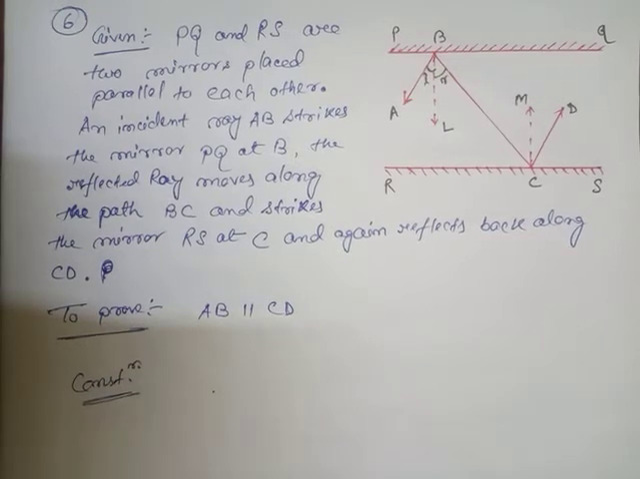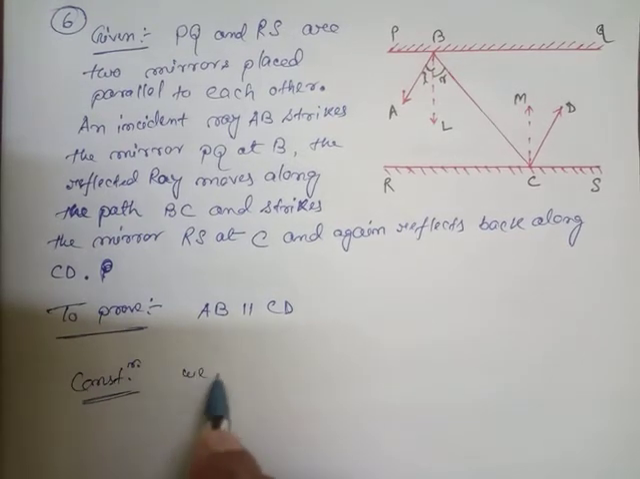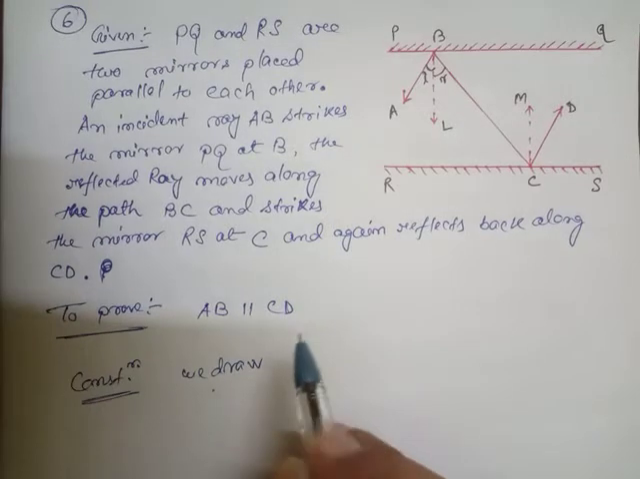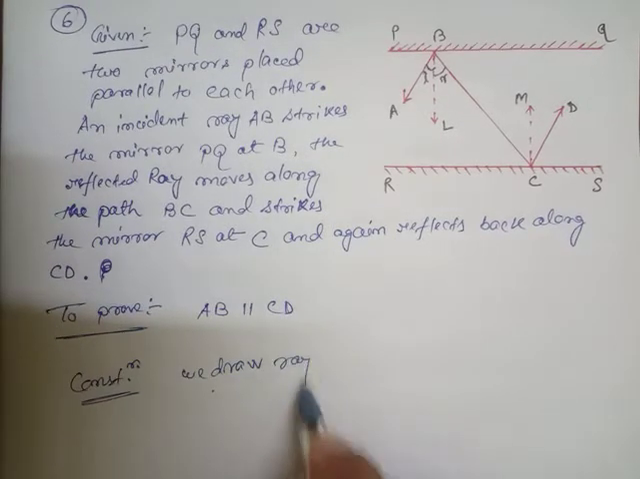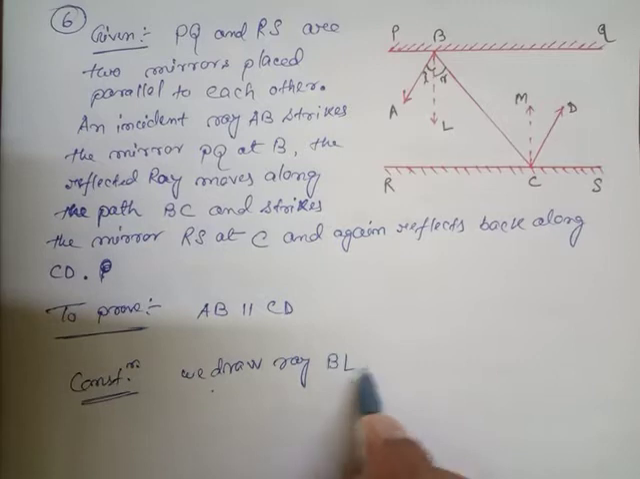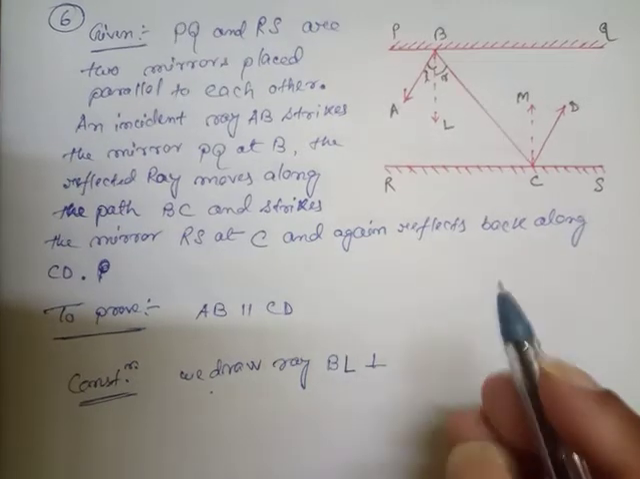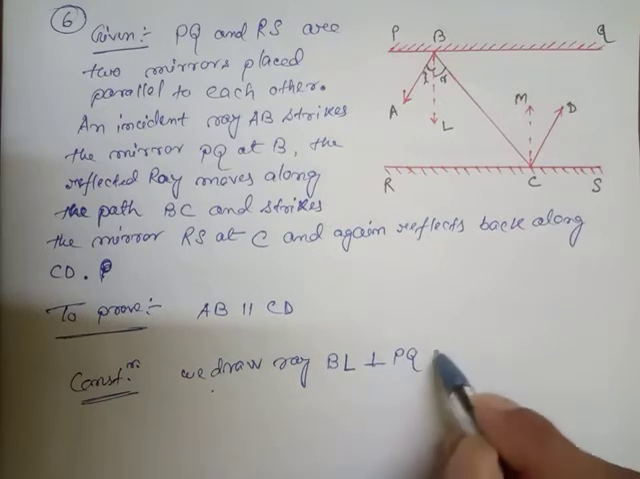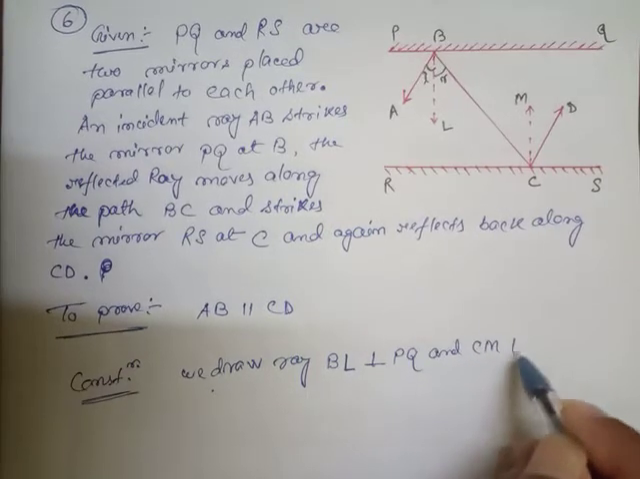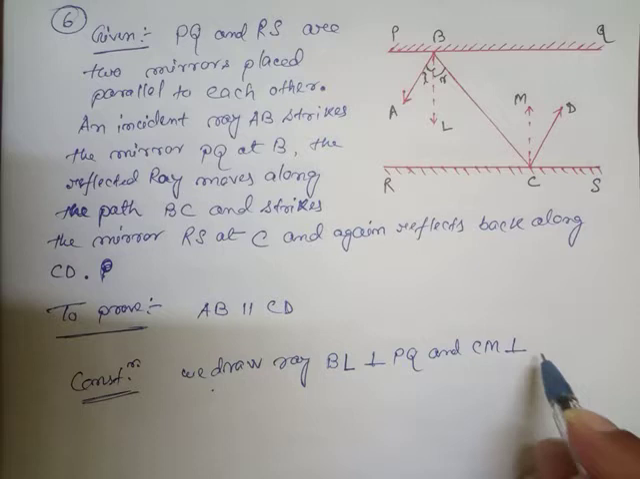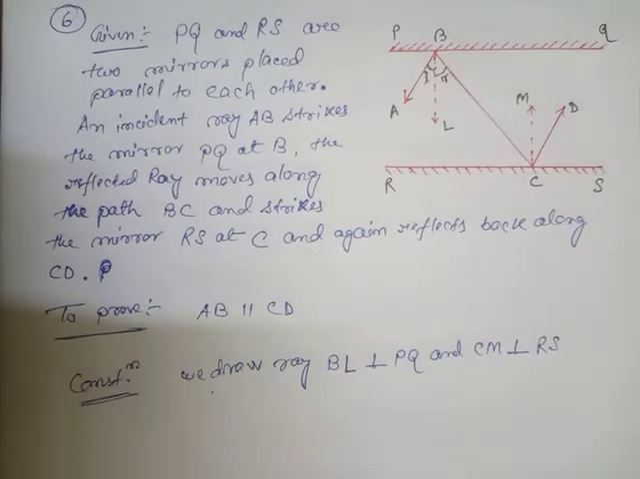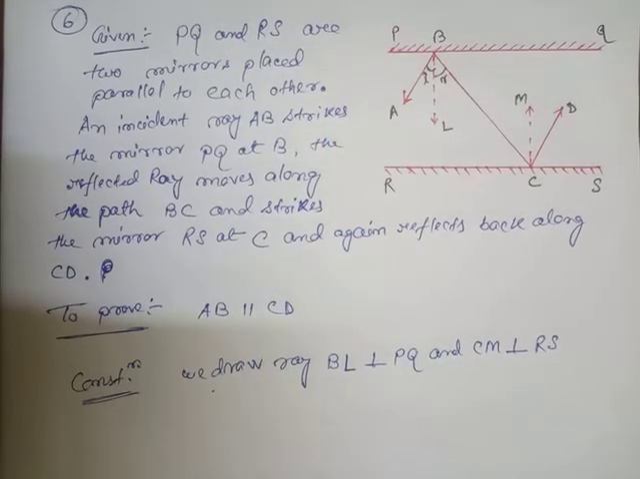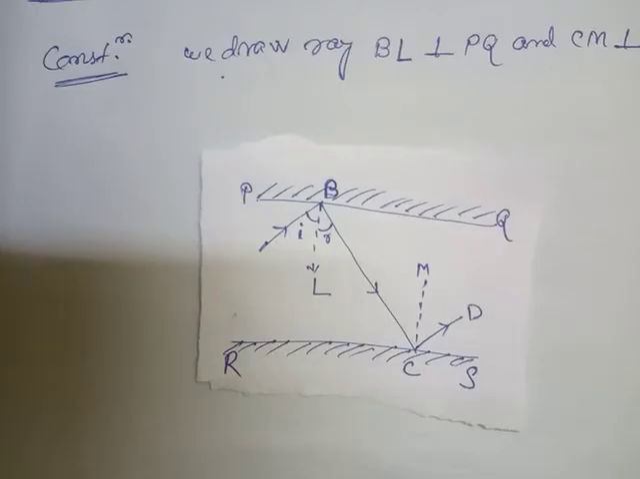So here, students, I will write that we draw ray BL perpendicular to PQ and CM perpendicular to RS. This is the construction part. Now we will start the proof here. Let's have a look how to start the proof.